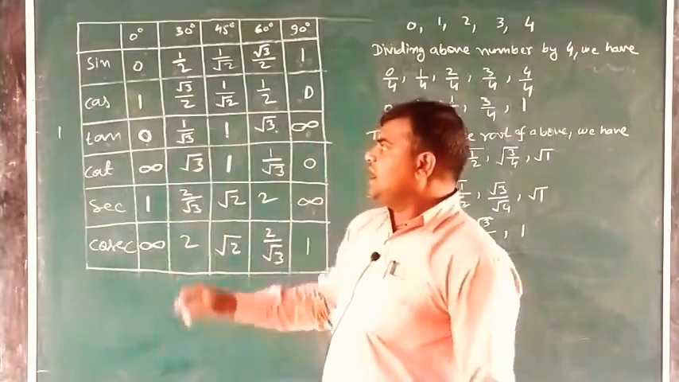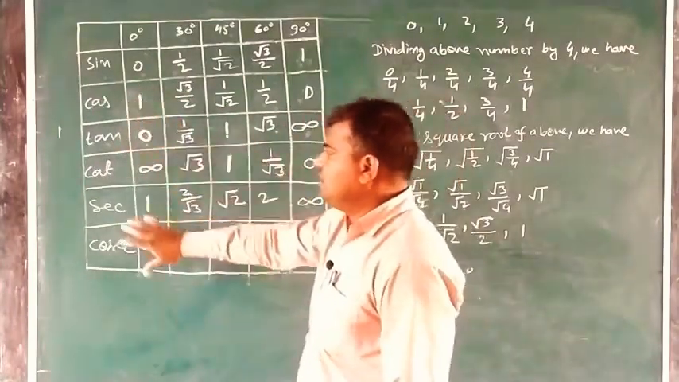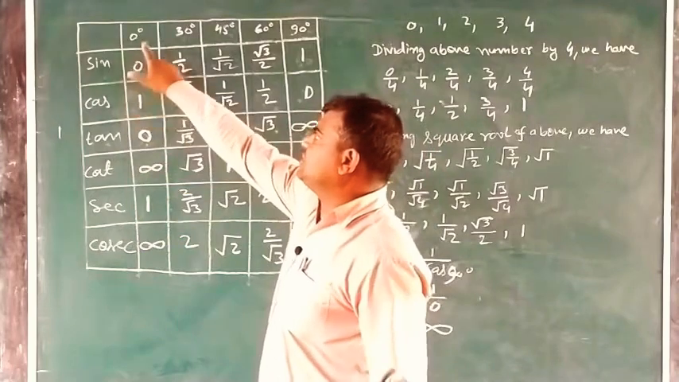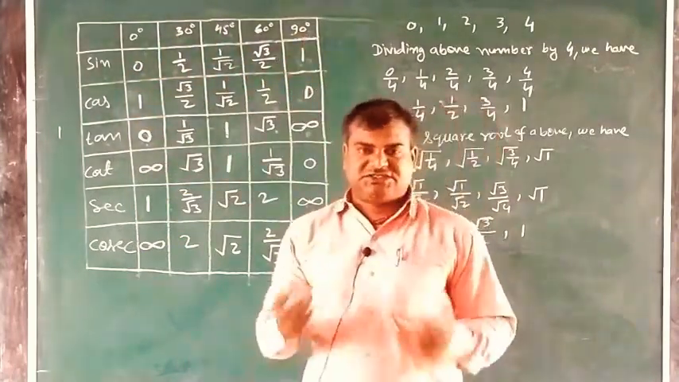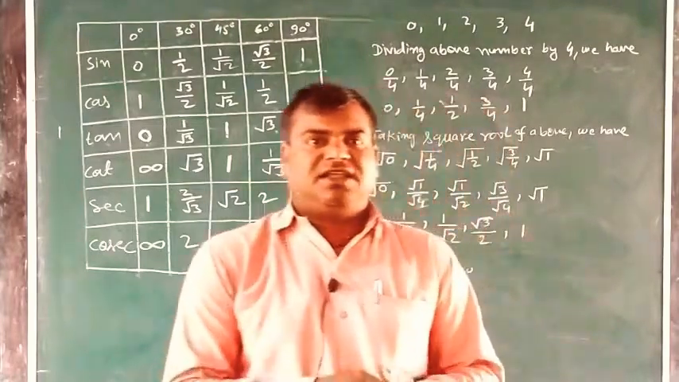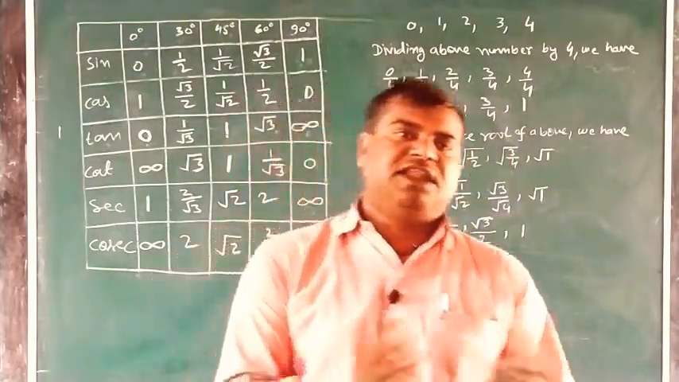This is all the trigonometrical values of the angles 0 degree, 30 degree, 45 degree, 60 degree and 90 degree, and the rest of the trigonometry we will discuss in our next video.